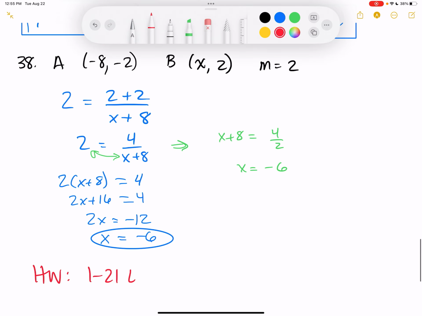1 through 21, every other odd. And then 27, 31, and 37. Y'all know what every other odd means, right? Okay, 1, skip 3, 5. Okay.